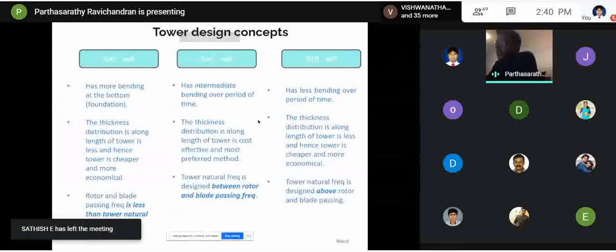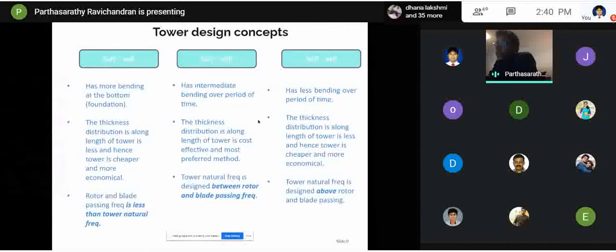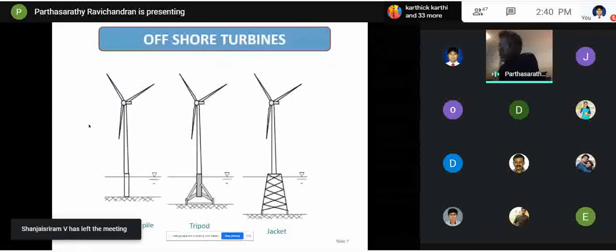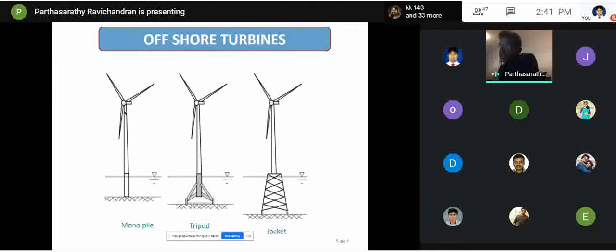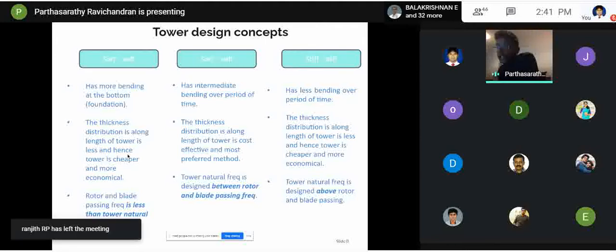So as I was talking about the different kinds of offshore and onshore turbine designs, let's say we take an onshore turbine on the land. The three different parameters considered are soft-soft, soft-stiff, and stiff-stiff. What this means on the tower is that, as it is standing on the land, soft-soft means that the whole turbine has more bending moment at the bottom. It means the material is highly flexible, but the thickness distribution is very, very sleek and slender.